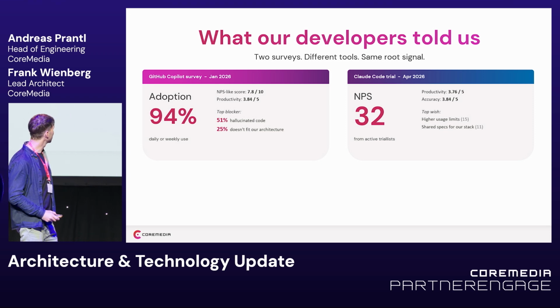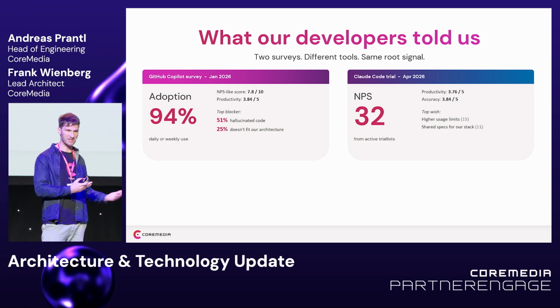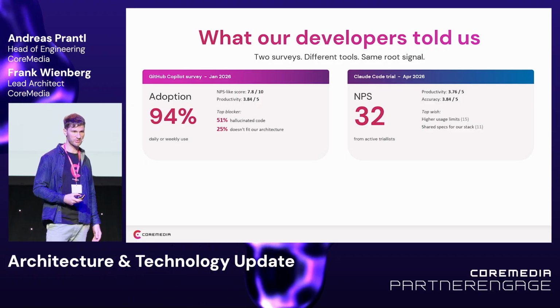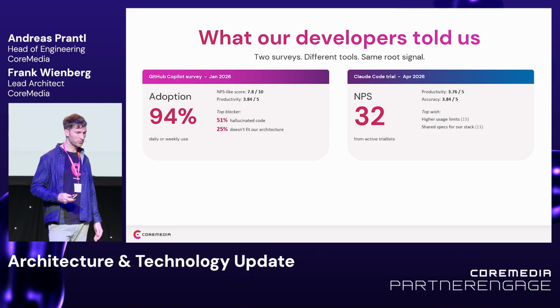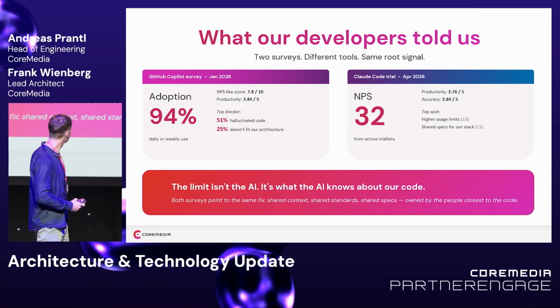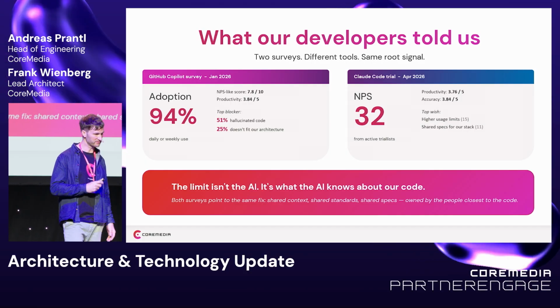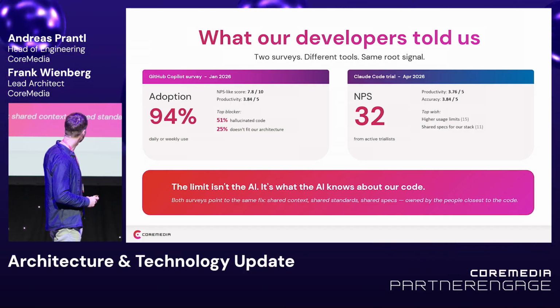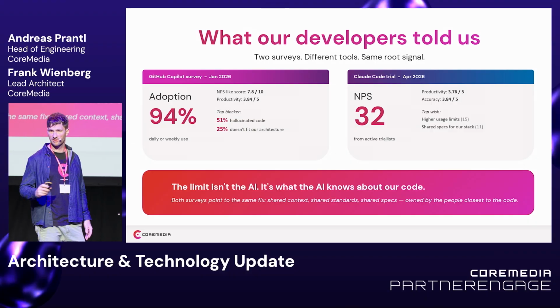That's easy to solve, but the interesting one is the shared specs for our stack, which points into the same direction as the things that we saw with Copilot. So we had to change something. Until then, we were growing organically. Basically, we didn't put pressure, we didn't organize a lot of things, so we had to do something differently. And because we recognized the problem is not the AI, it's what the AI knows about our product.